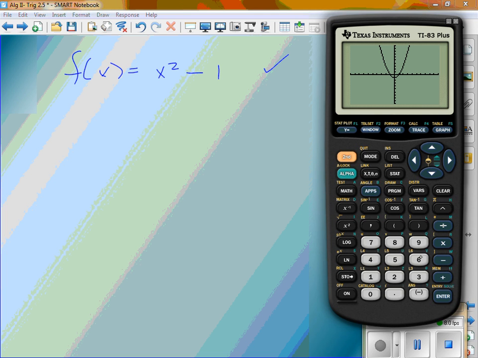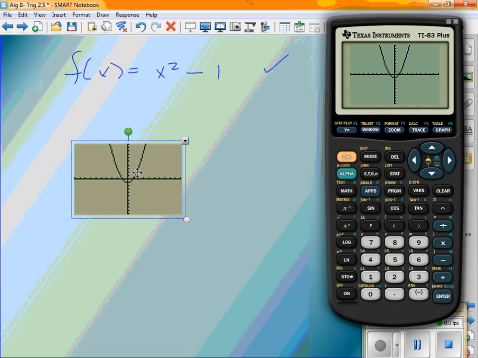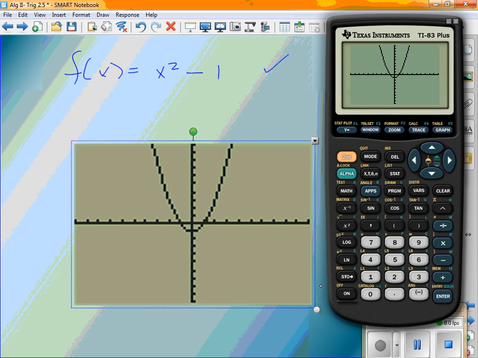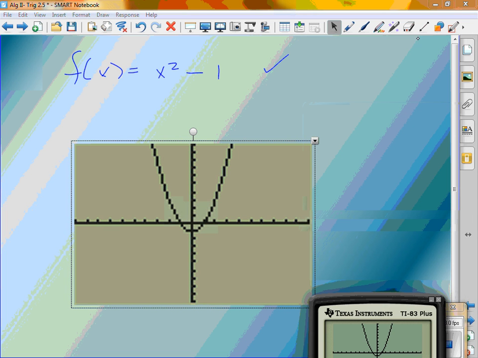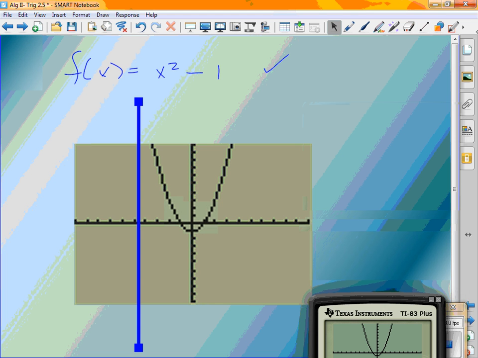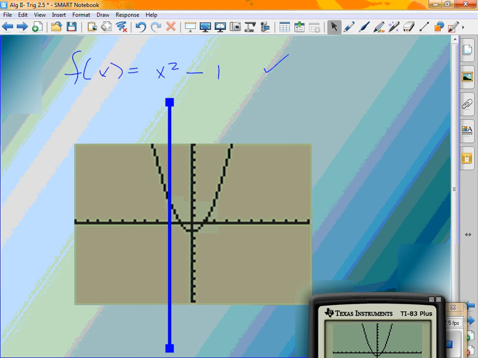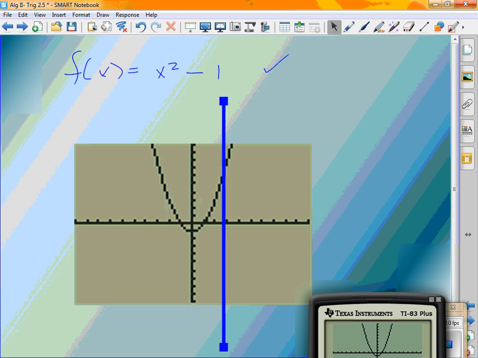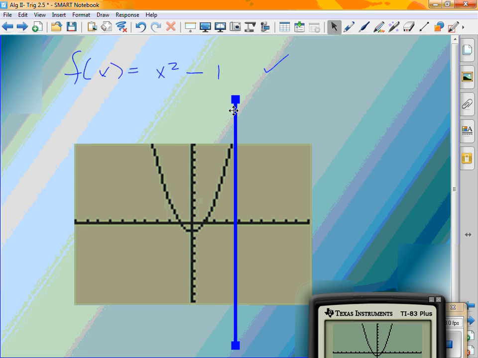How can I tell whether or not this is a function? The vertical line test. I knew what you were trying to say. So I take my vertical line. Does it cross more than once? No, it passes the vertical line test.